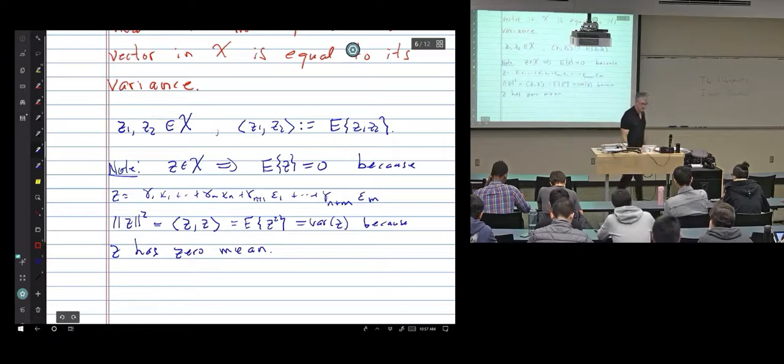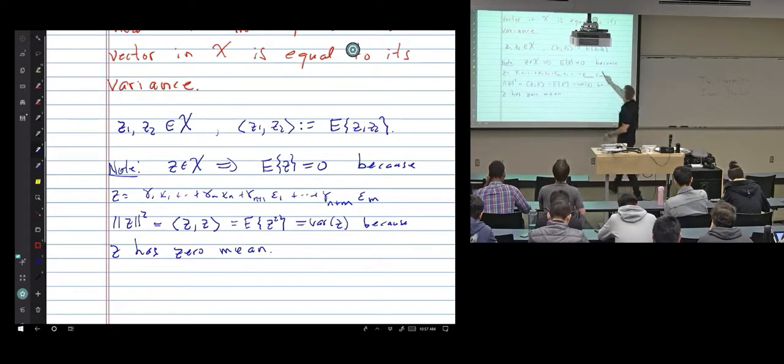Okay, so my inner product is the correlation between two random variables. It's the expected value of Z1 and Z2. Did you see that one coming?